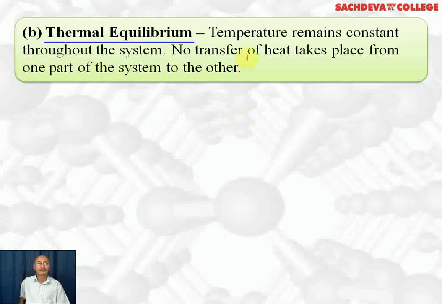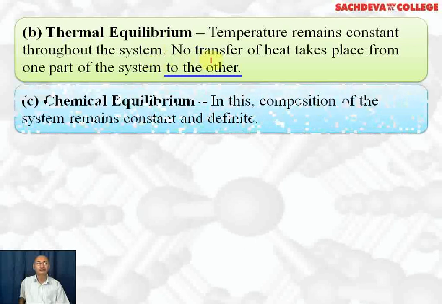Thermal equilibrium. In thermal equilibrium, temperature remains constant throughout the system, just like in mechanical equilibrium, pressure remains constant. In thermal equilibrium, the temperature remains constant throughout the system. When temperature remains constant, no transfer of heat can take place from one part of the system to another.